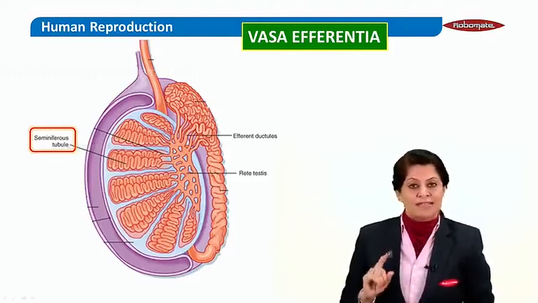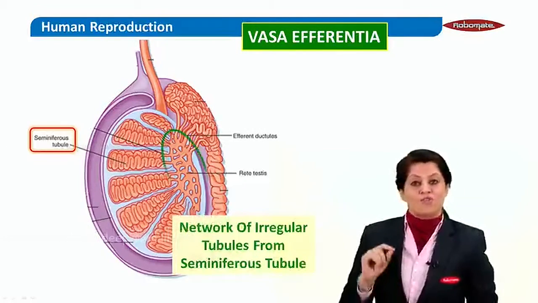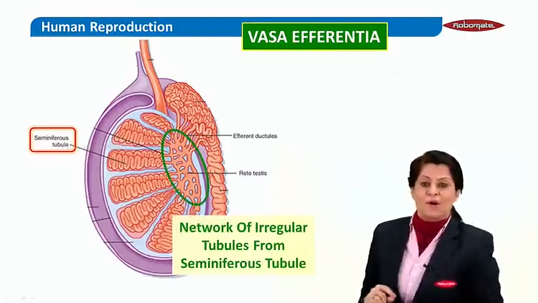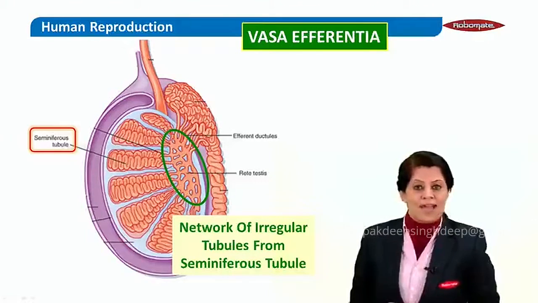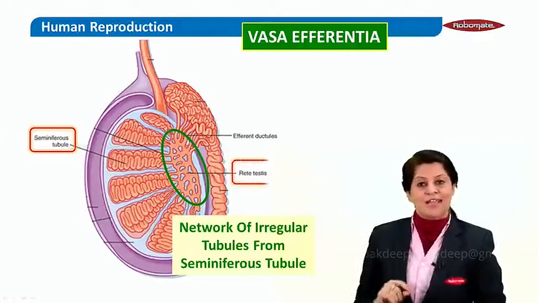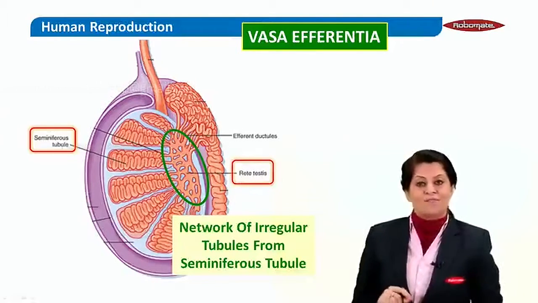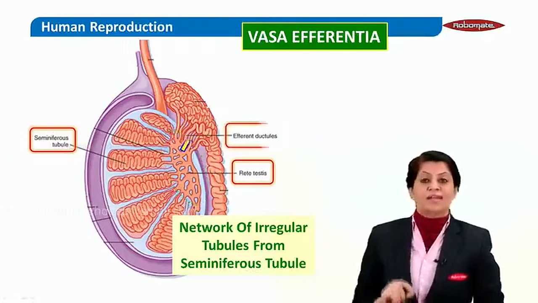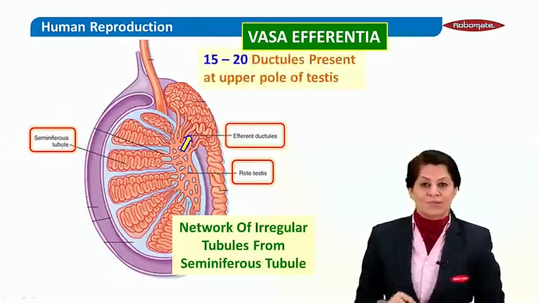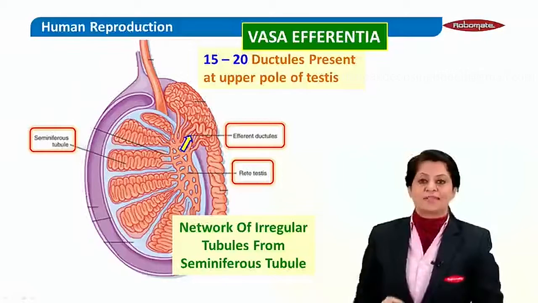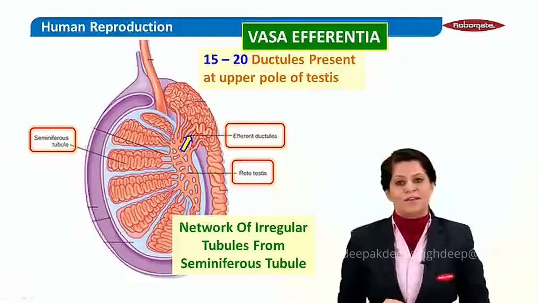But as far as the structure of testis is concerned, these seminiferous tubules join together in a network of irregular tubules, which you can observe here in the circle called rete testis. Rete itself means the network. Now rete testis, students, forms 15 to 20 small ductules which are known as efferent ductules. So efferent itself means small, and where exactly are they present? At the upper pole of the testis.